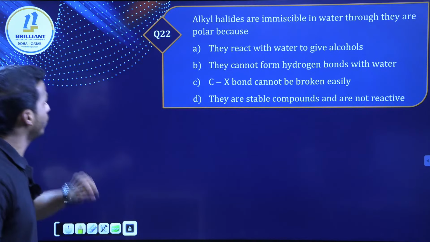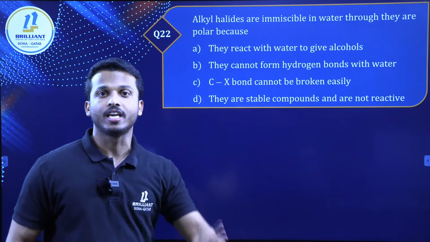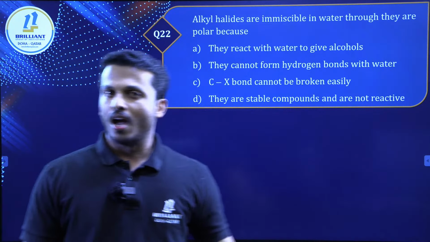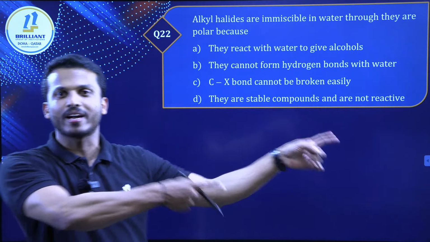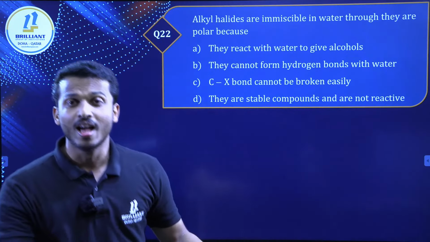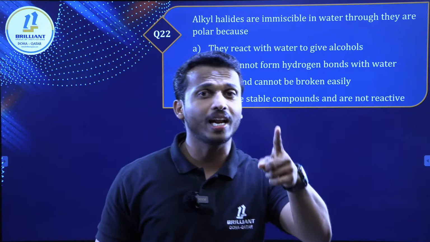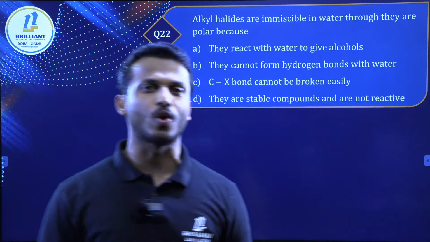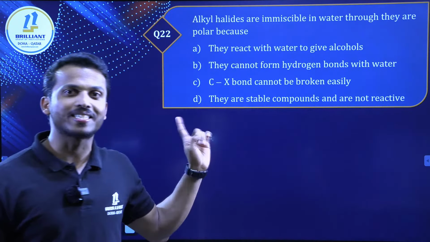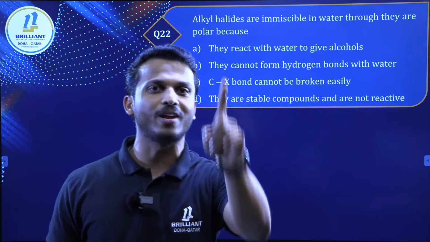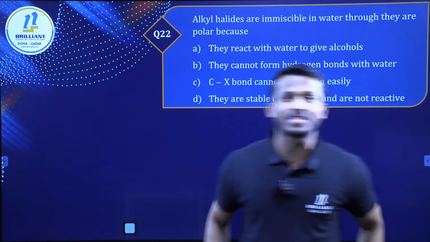All of you, read the question. Alkyl halides are immiscible in water even though they are polar. Read the options and give the correct answer in the chat box, dear all. Haloalkanes are actually polar. Water is also polar. Generally polar substances are soluble in polar solvents, that is called like dissolves like. But haloalkanes are immiscible, not soluble in water. Why are haloalkanes immiscible in water, dear all?